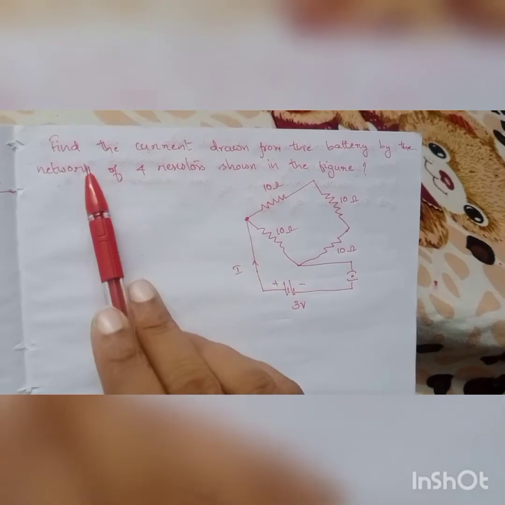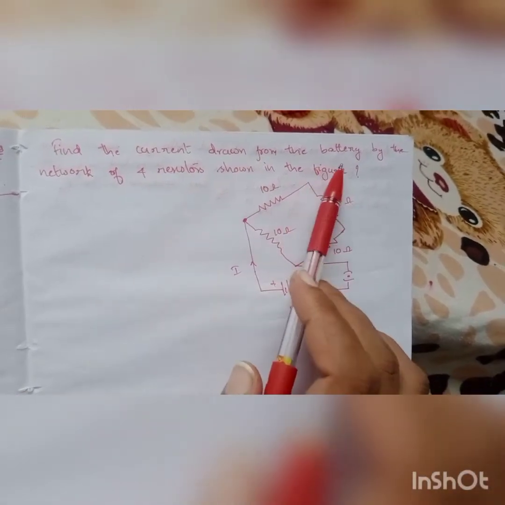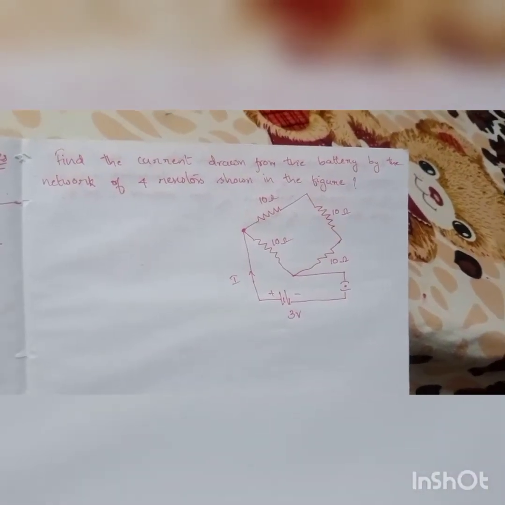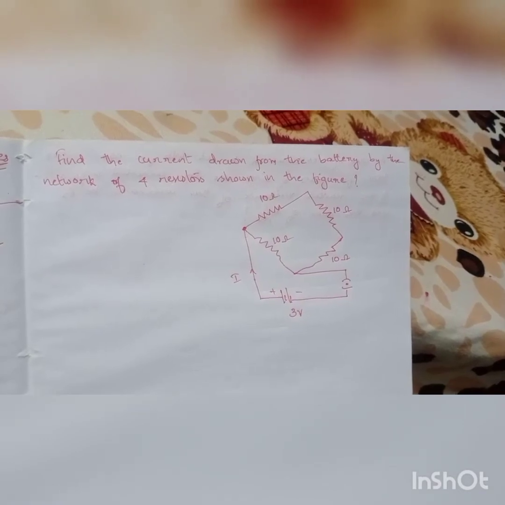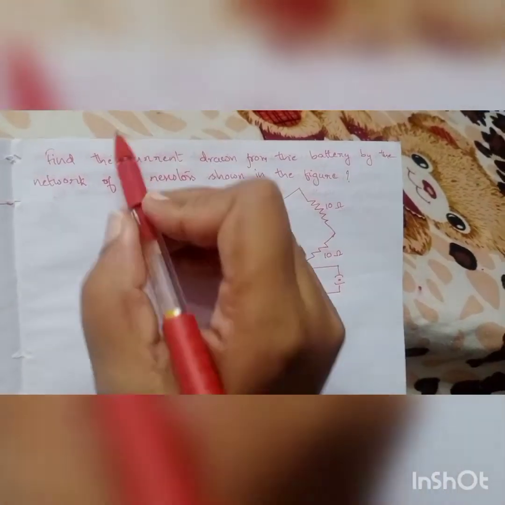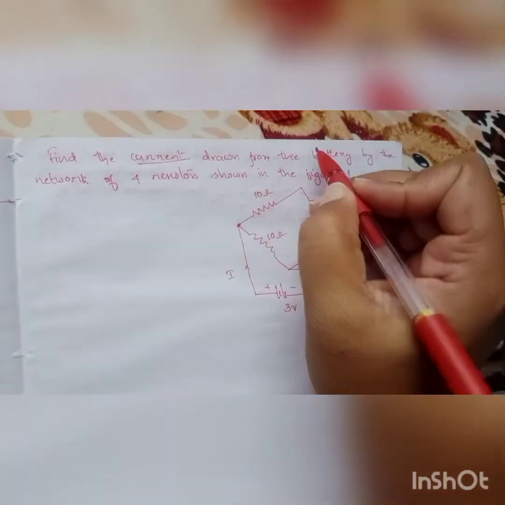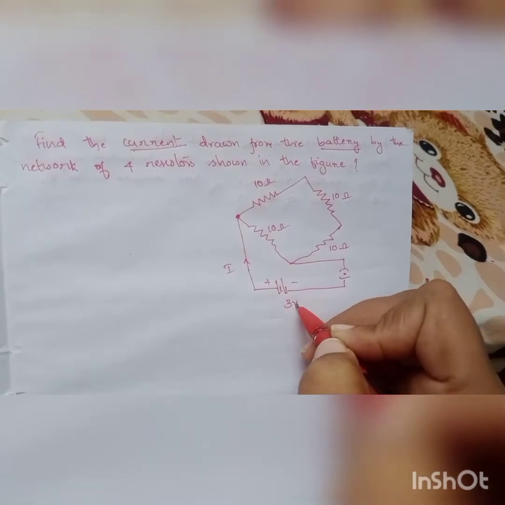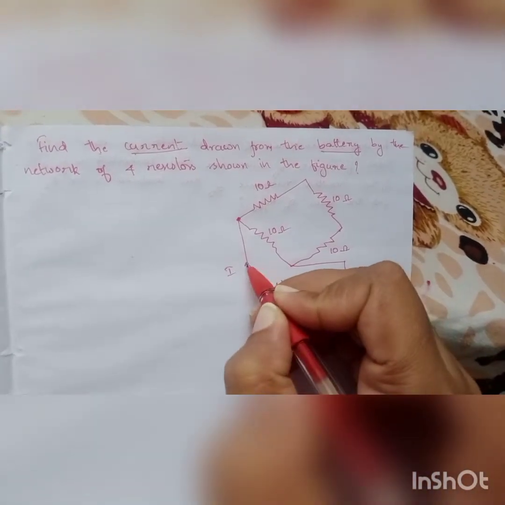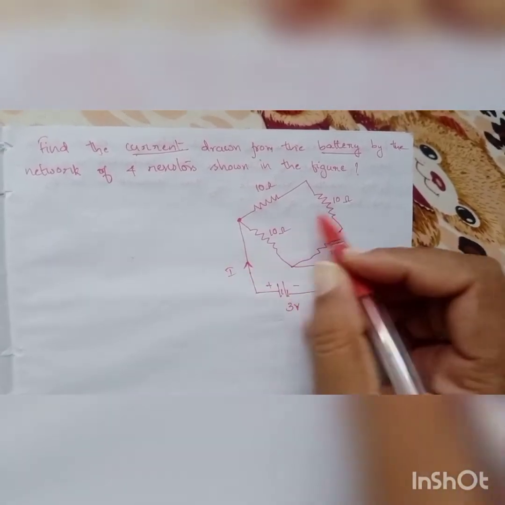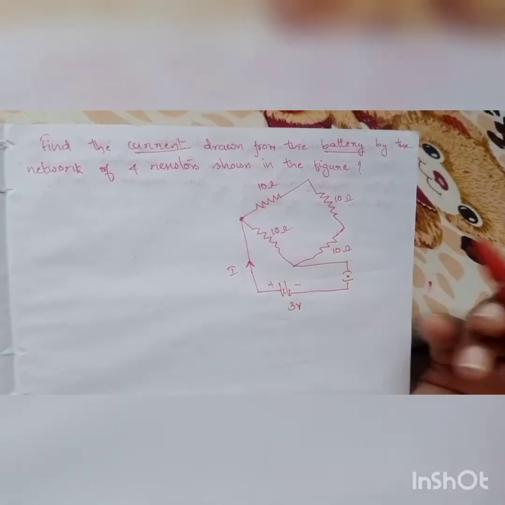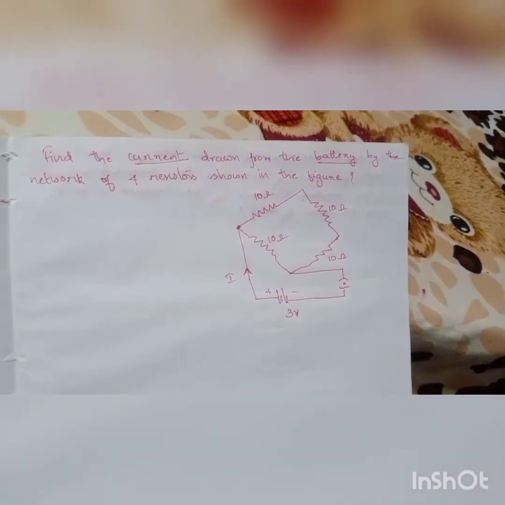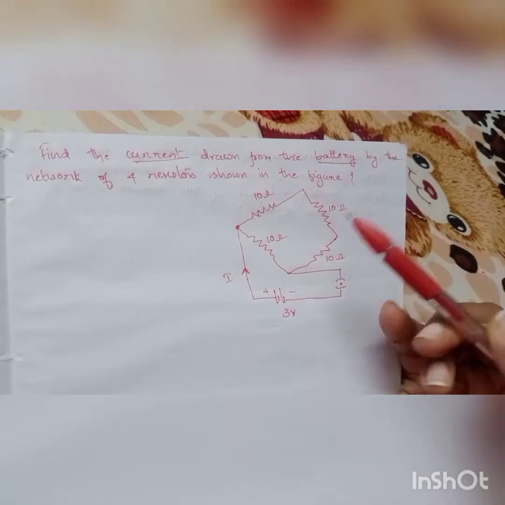The question is, you need to find the current drawn from the battery by the network of 4 resistors shown in the figure. So what you need to find out is the total current of the circuit from the battery. The battery value is given as 3 volt. This is the total current you have to find out, and we have 4 resistors connected here.